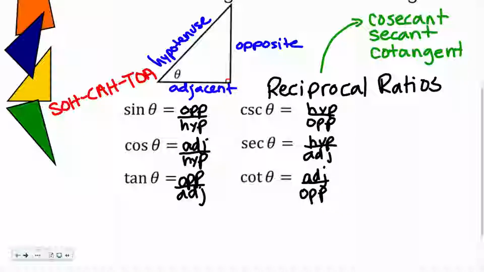Tomorrow, we'll look at those reciprocal ratios a little bit differently so that we can do reciprocal ratios in our calculator, because our calculator doesn't have opposite over hypotenuse and stuff like that. We'll talk about that more tomorrow. But for today, all you really need to know is that you're flipping the ratio of the two sides. Opposite over hypotenuse becomes hypotenuse over opposite.